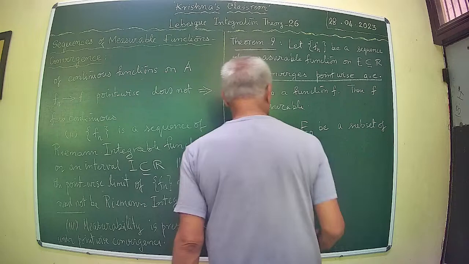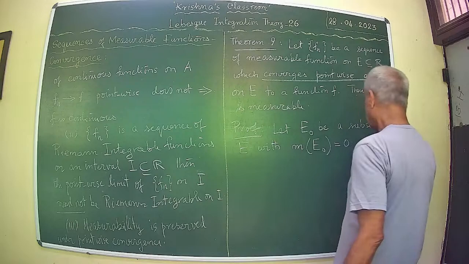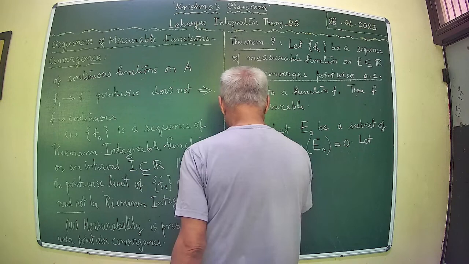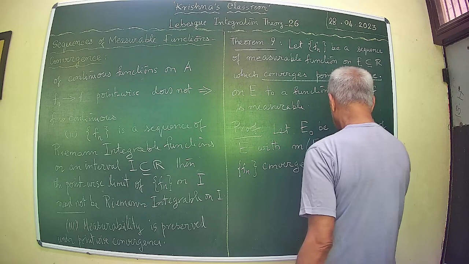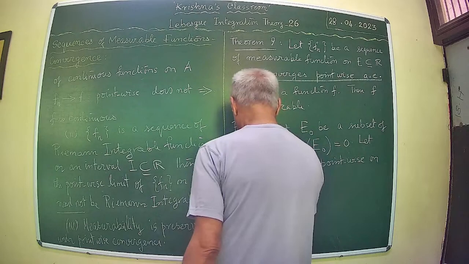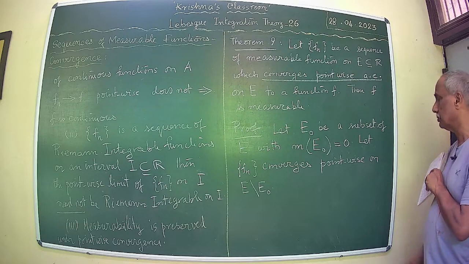The Lebesgue measure of E naught, let us see. Now let Fn converge pointwise on, which in fact means that Fn converges to F almost everywhere.